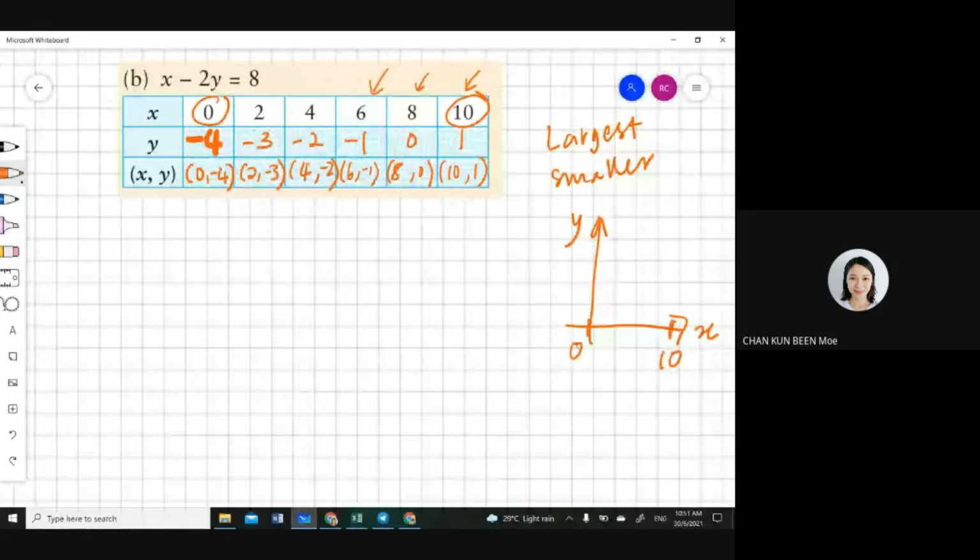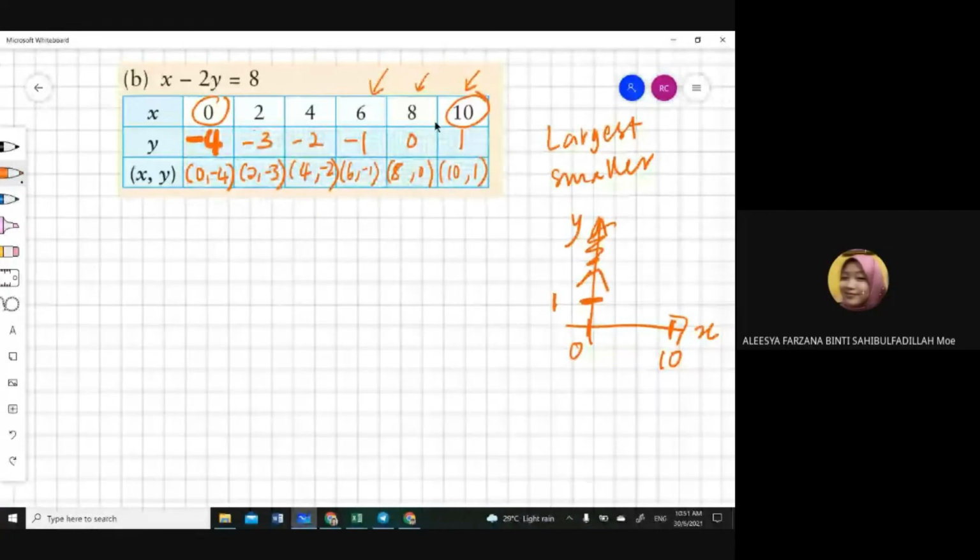And then for y, what is the largest value for y? 1. Meaning the y, the largest value is up to here. This part, you don't have to draw so much. What is the smallest value? Negative 4 is the smallest one, meaning down here you have to extend until you get a negative 4.